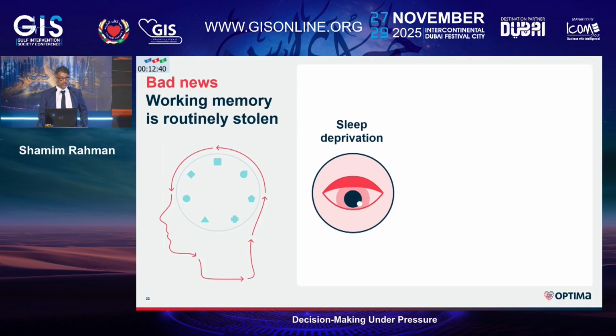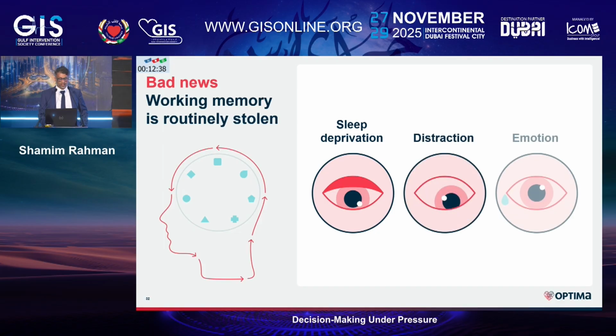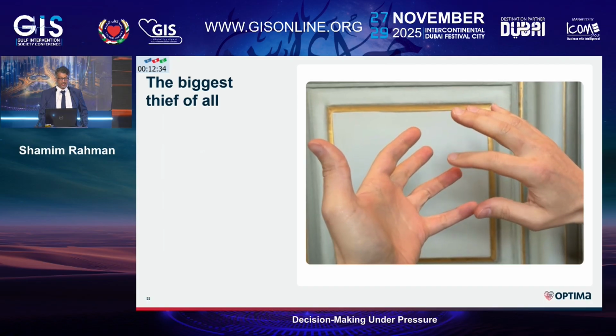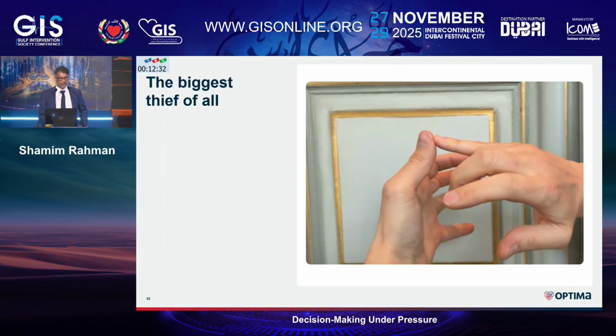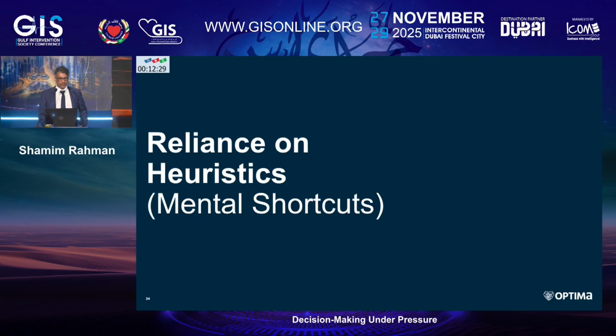Those working slots are reduced by things that we encounter all the time. Being tired, being emotional, being distracted. And this is the biggest thief of them all. Doing things with our hands steals memory.